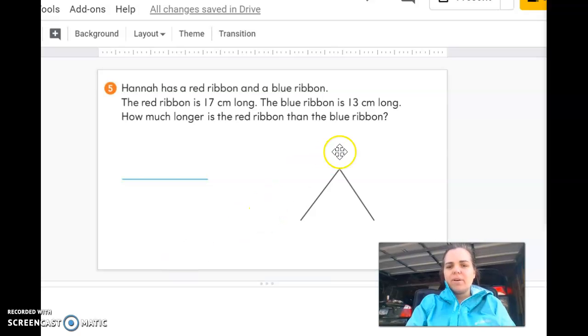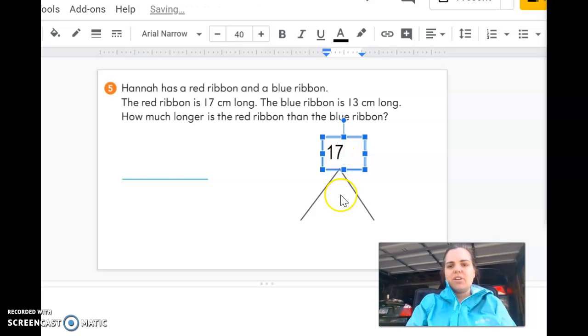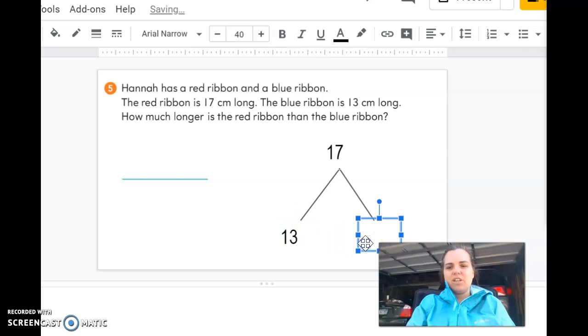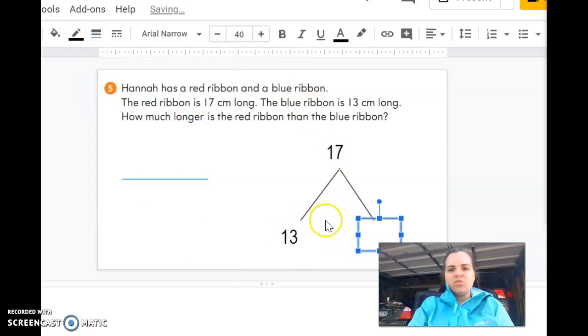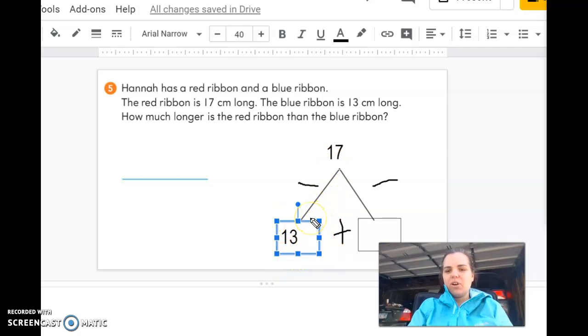Well, what's the total amount of the longest ribbon? Yep, 17 centimeters. How long is that blue ribbon? Yep, 13 centimeters. So our unknown is the length between the two. If I add in my minuses and my plus, I can either do 17 minus 13, or I can do 13 plus what equals 17. Since I can pound count 13 up to 17, I'm going to do that.